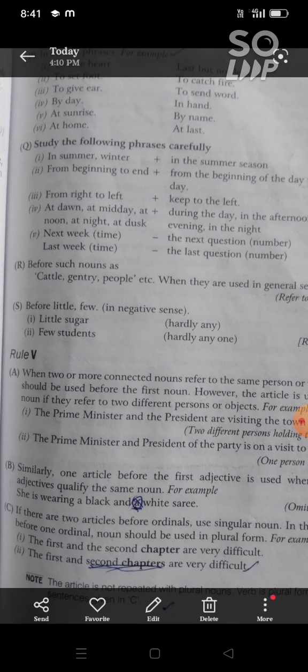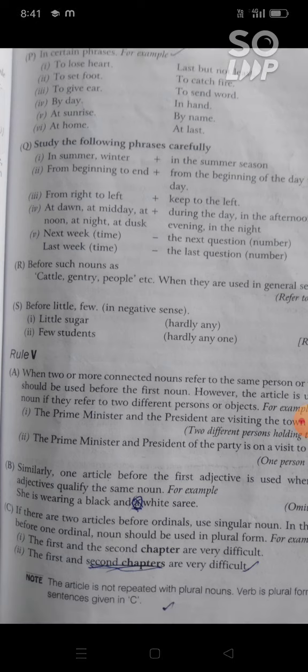To lose heart, to set foot, to give ear, by day, at sunrise, at home, last but not least, to catch fire, to send word, in hand, by name, at last. Before these certain phrases, we never use any articles. Study the following phrases carefully here.